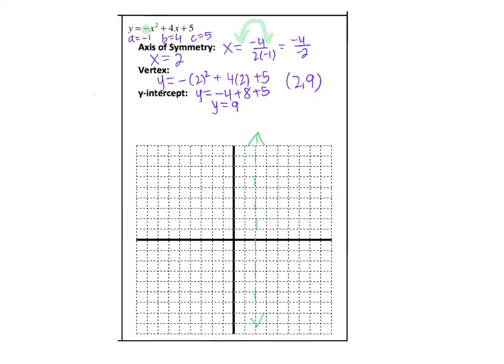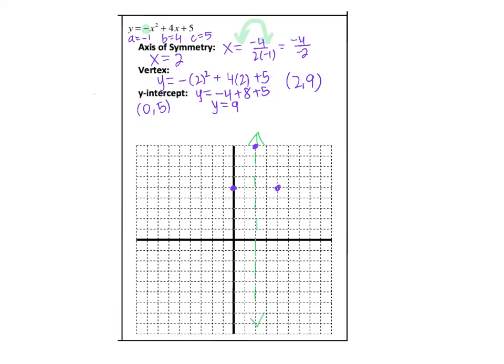And then my y-intercept is going to be my c value, so my y-intercept will be (0, 5). So I can go ahead and get those points on my graph. So I have 0, 1, 2, 3, 4, 5. And since I know where my axis of symmetry is, I can reflect that on the other side. My vertex is going to be at (2, 9). So I have 1, 2, 1, 2, 3, 4, 5, 6, 7, 8, 9. That's my vertex right here.